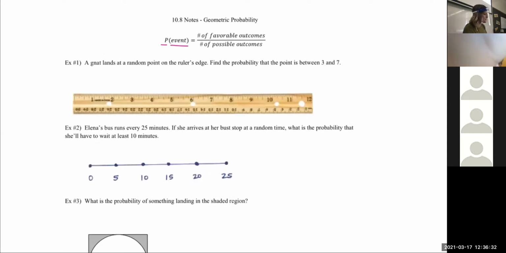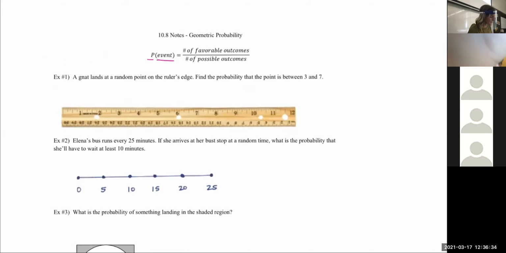So when we're talking the probability of some event, you're always going to write what that something is in parentheses behind the P. Okay. So if I say the probability of rolling a 6, we're going to write the probability of rolling a 6. Okay. That's how we write it, just in the standard form.